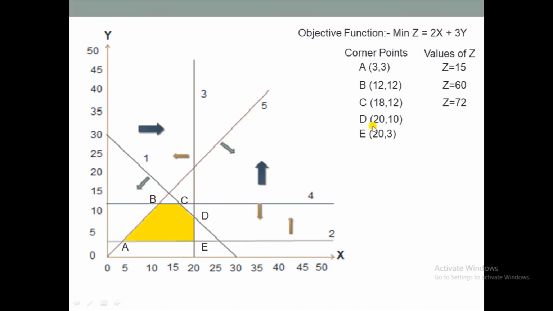At x = 18, y = 12, the value of z will be 72. At x = 20, y = 10, the value of z is 70. At x = 20, y = 3, the value of z is going to be 49. And what has been asked? Calculate the minimum value of z. So what is the minimum value out of this?